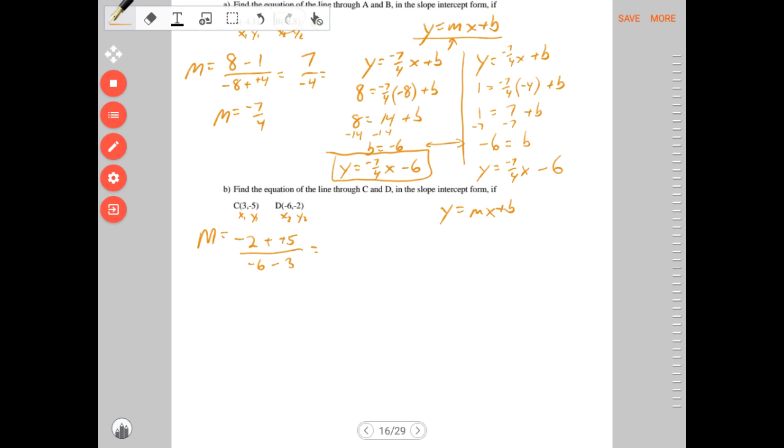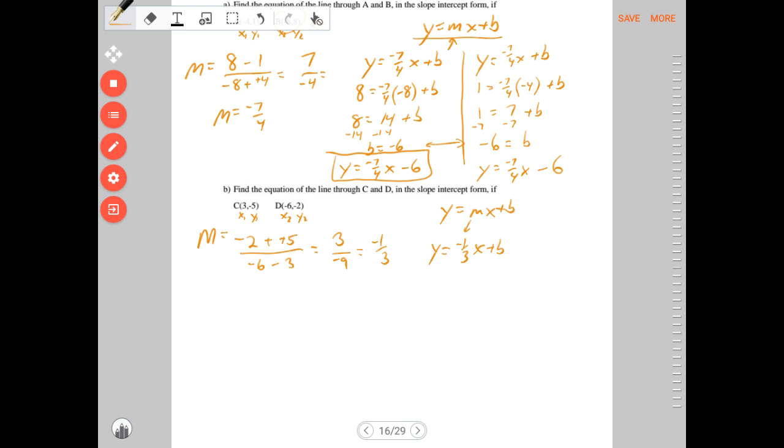So the double negative makes a positive, so negative 2 plus 5 is positive 3. And negative 6 minus 3 is negative 9. So 3 over 9, that reduces to negative 1/3. Okay, awesome. So that's the slope. So now we go y equals negative 1/3. That's the m, right? The slope is the m. x plus b. And then we just pick one of the points.